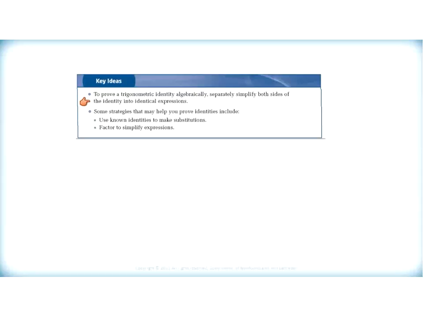So let's have a look at the key ideas. To prove a trigonometric identity algebraically, you separately simplify both sides of the identity into identical expressions. That's what involves proving a trigonometric identity algebraically. And some strategies that we used here in this lesson was that we used known identities to make substitutions, and also we factored.